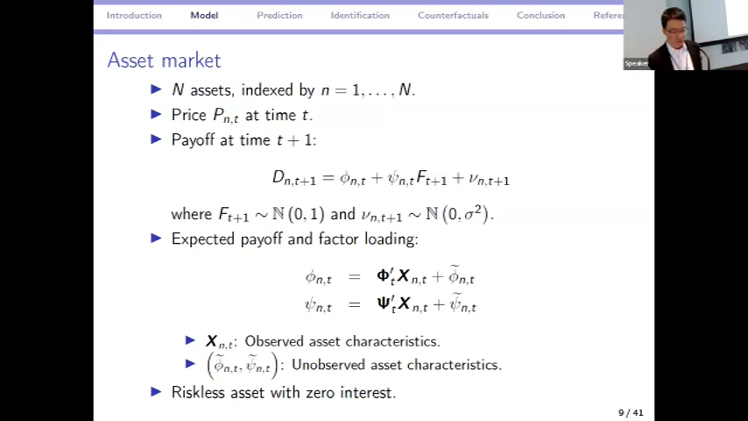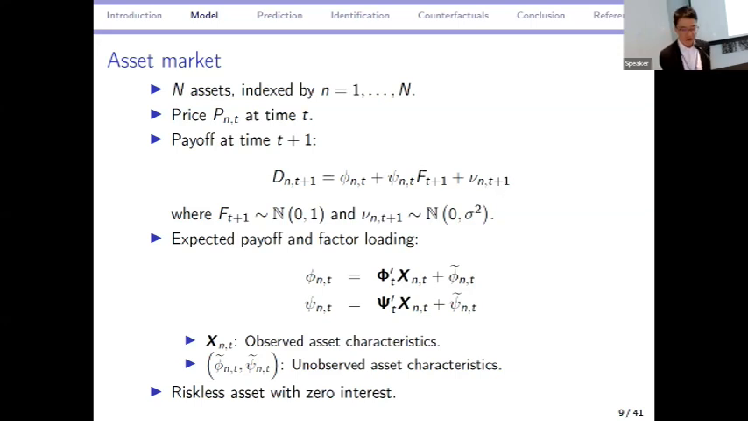The way CAPM works is there are N assets, 1 through N, and there's a price for each asset, P_{n,t}, at time t. This is a static, very simple asset pricing model where the payoff happens next period at t+1. D is the dividend at t+1 on asset n, and think of n as, say, NVIDIA shares. That has a mean expected dividend, and the riskiness of dividends depends on a factor exposure to an aggregate dividend factor F, with factor loading psi, and then mu is the idiosyncratic risk.